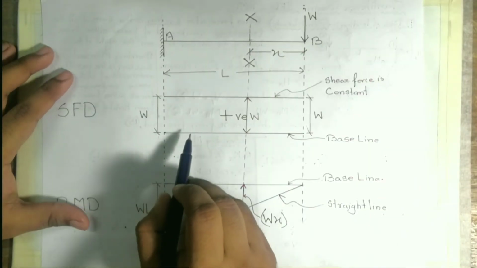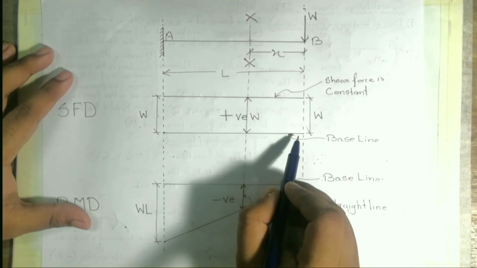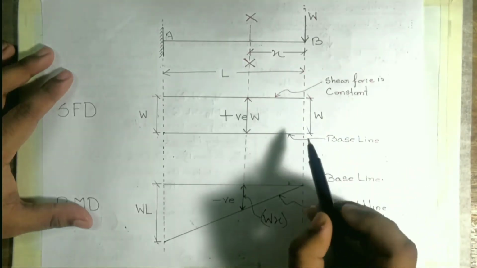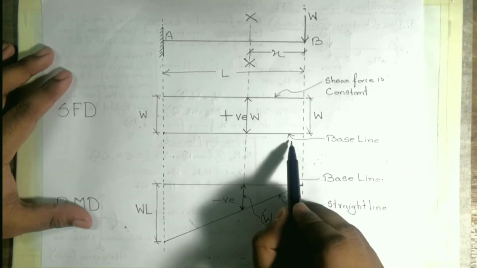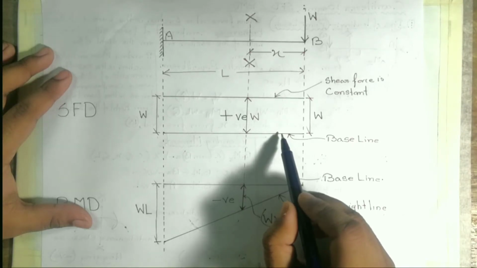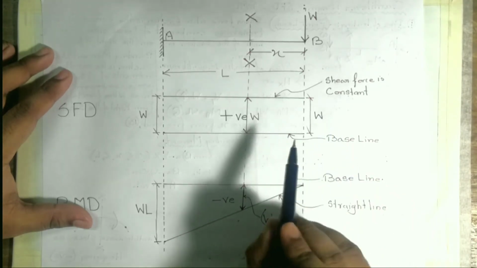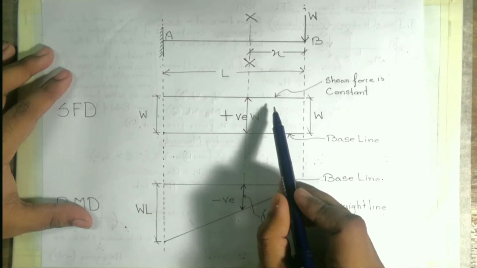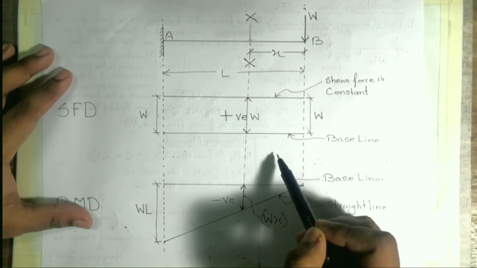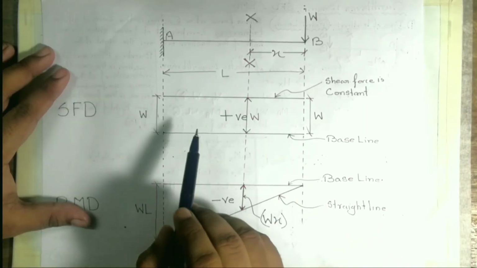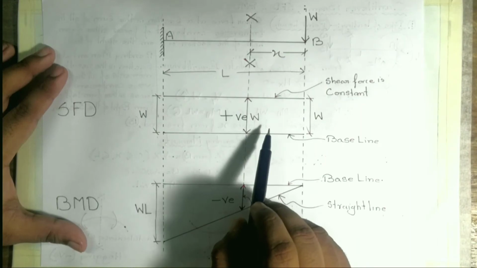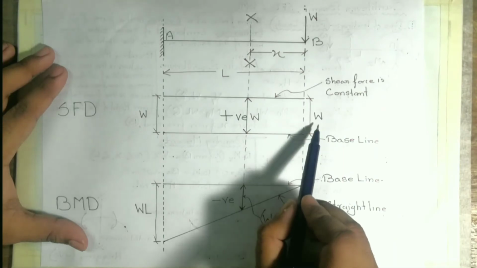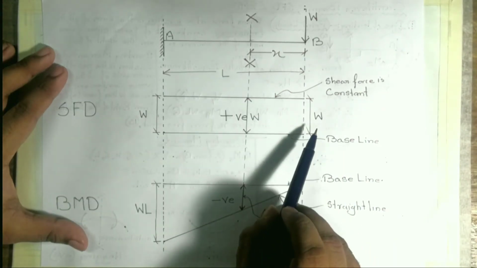Now the shear force, we have seen that the shear force is constant throughout the beam. So in this case, since it is positive, we have plotted the shear force diagram in the positive axis. This is the baseline. The region above the baseline is considered to be positive and the region below the baseline is considered to be negative. Since shear force is positive throughout the beam, we have written here that the shear force is constant and it is W throughout and it is positive.